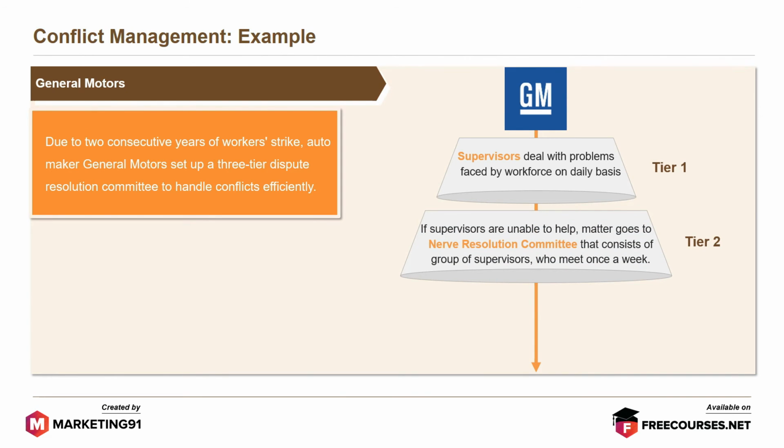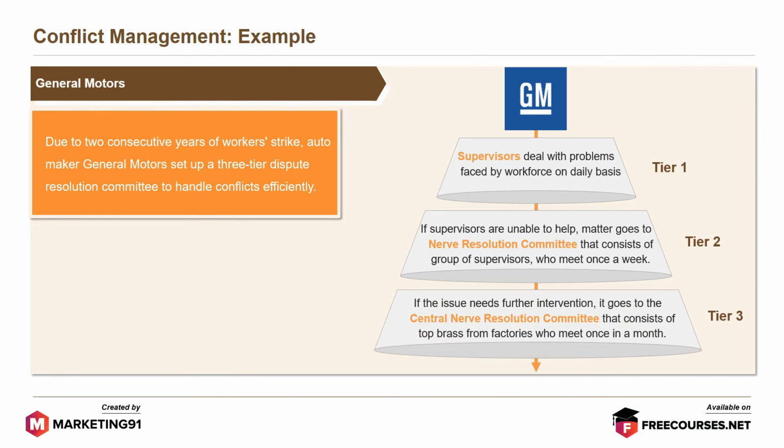If supervisors are unable to find a solution, the matter is reported to the Nerve Resolution Committee that consists of a group of supervisors who meet once a week. Tier 3. If the issue needs further intervention, it goes to the Central Nerve Resolution Committee that consists of top brass from factories who meet once in a month.